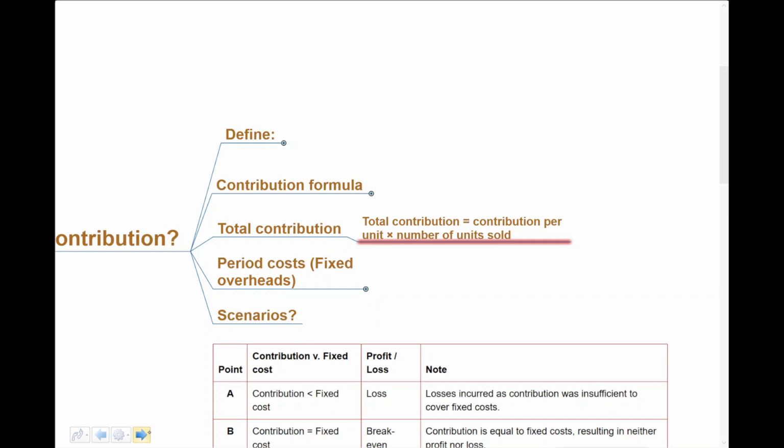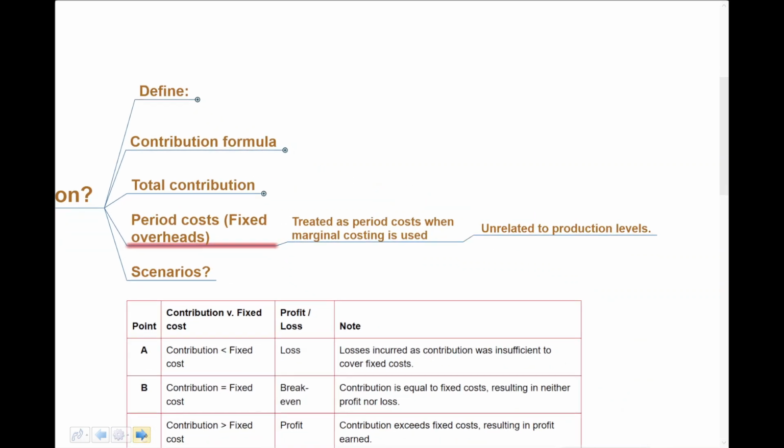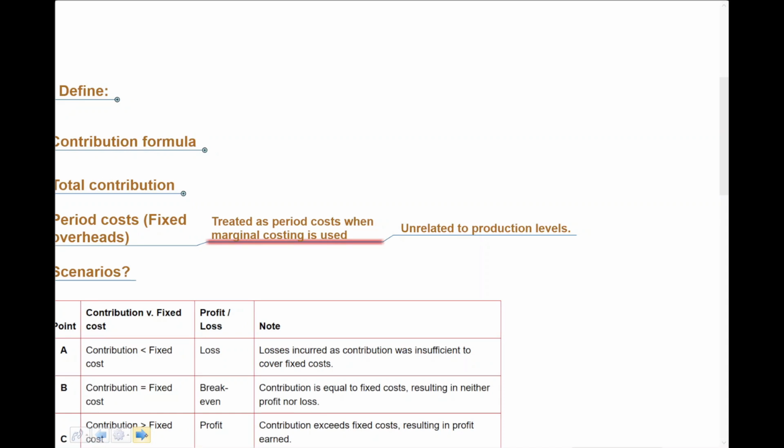Now, let's link that to an important area, fixed costs or fixed overheads, sometimes referred to as period costs. Now, we know from our past studies, and indeed perhaps even from your study of the chapter, that the difference between fixed costs and variable costs is that fixed are probably larger. They don't vary with production, and indeed they're related to items that are probably fairly significant. So note that we take fixed costs as period costs when marginal costing is used.